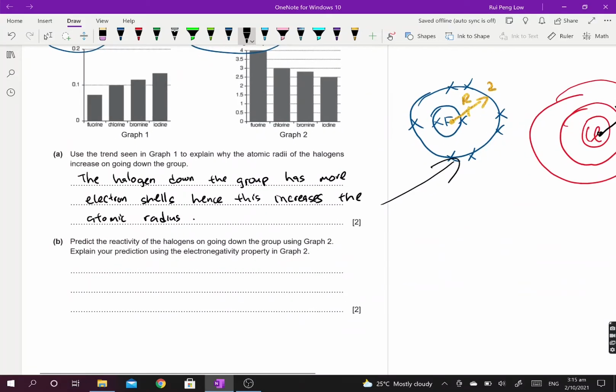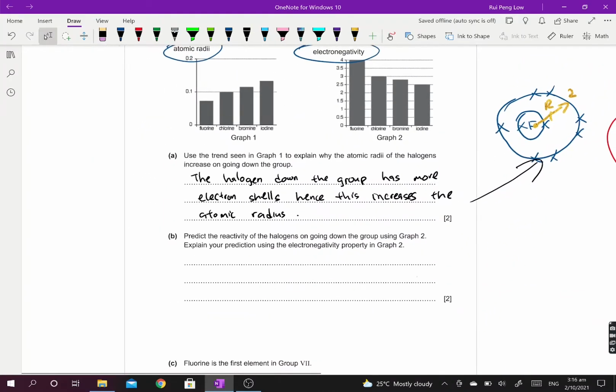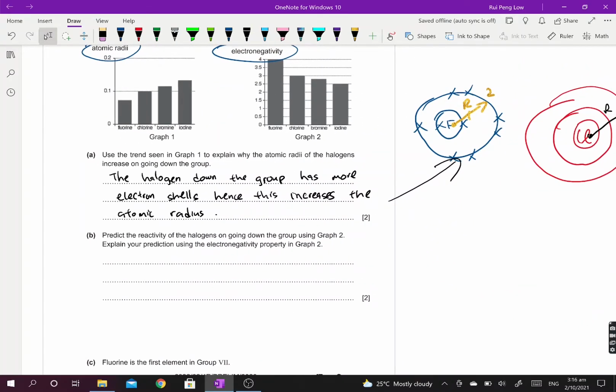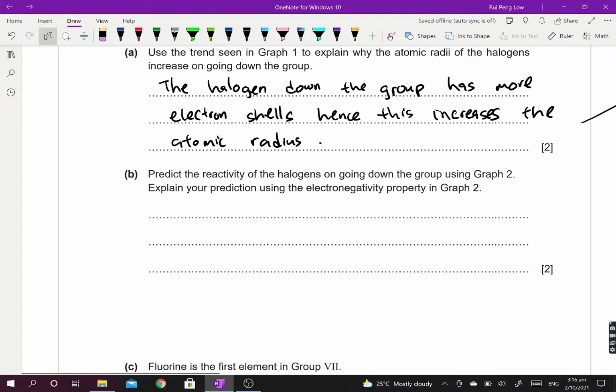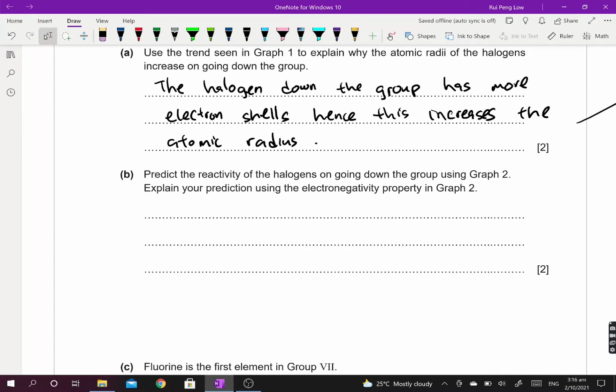Predict the reactivity of halogen going down the group using graph 2 and explain the prediction using electronegativity property in graph 2. Now, so near to exam, you should at least know that for group 7 elements, the reactivity decreases down the group. So there's no need to predict. This is either you know it or you don't. I'll explain why, and the reason has to do with this electronegativity property. But let's just write down an answer.